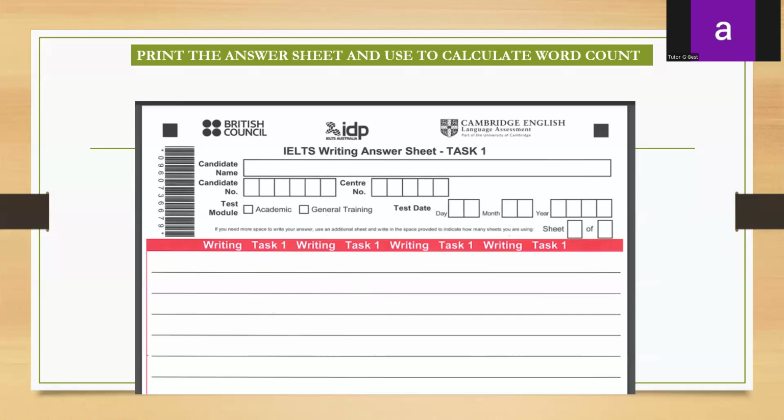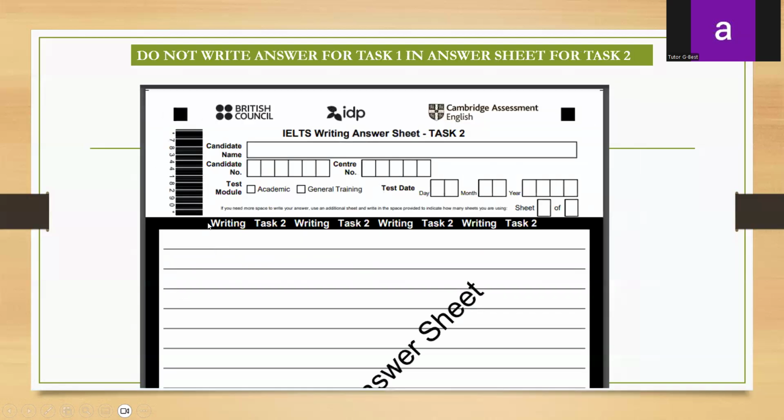So you don't mix them up. Task 1 is red in color. Make sure you write your letter or your graph interpretation in the red one. Task 2 is black in color. Make sure you write your essay here. If you mix them up, you get a 0. Okay?